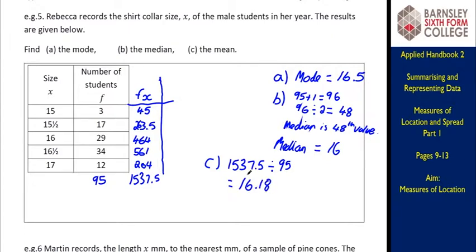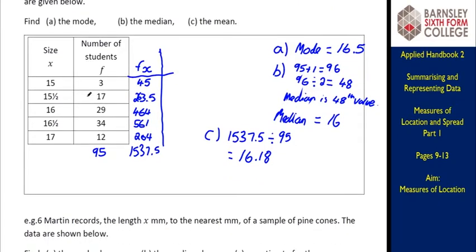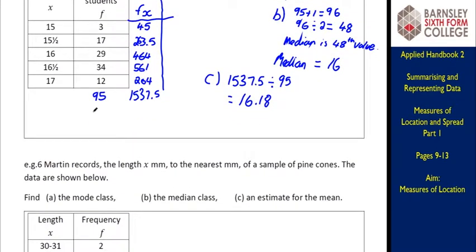Okay. Look at your answer. Does it make sense given the data you've got? Yes, it does. Your mode was 16.5, your median was 16, your mean is 16.18. That doesn't sound too realistic if you're getting a mean that's lower than your lowest number or higher than your highest number, then you need to go back and check it.